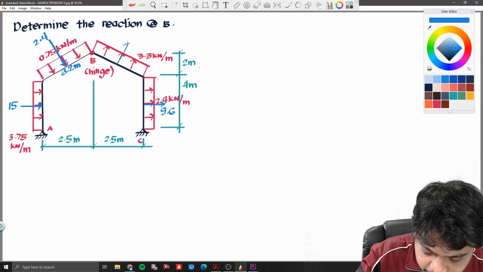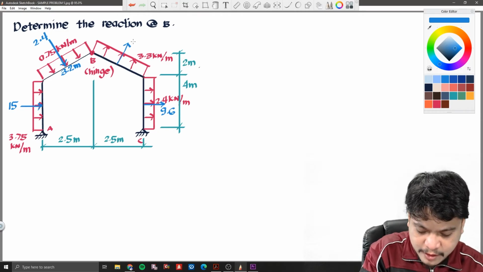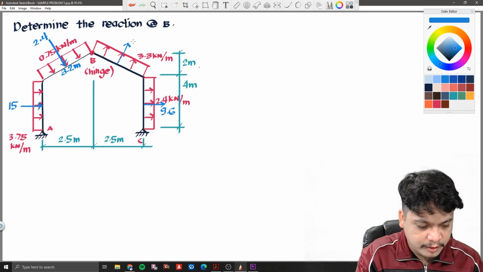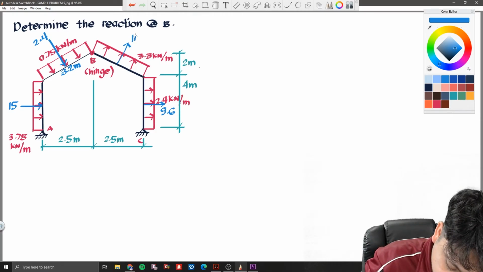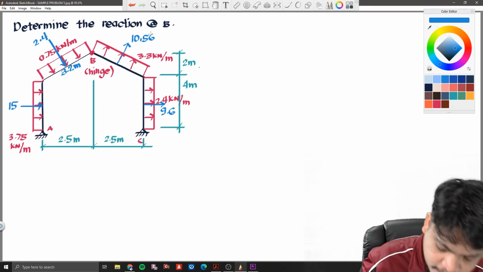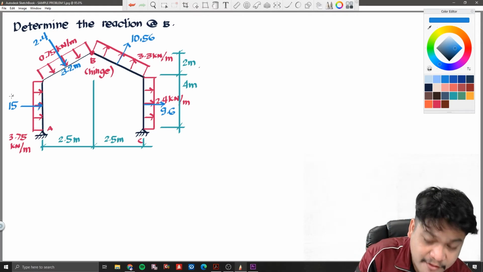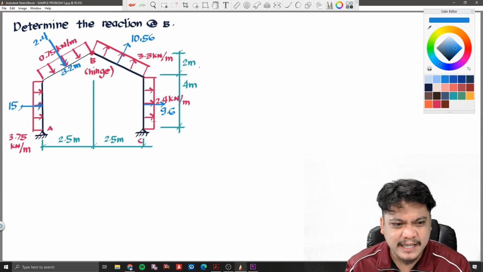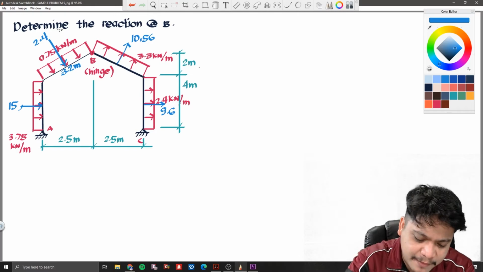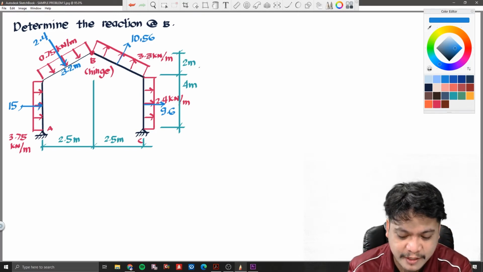And then dito, ganun din, kaya lang palabas naman siya. So, that's 3.3 times 3.2. Okay, so that's around 10.56. Next, itong dalawa, yung 15 at saka yung 9.6, walang problema. Madali siya kasi naka-horizontal lang siya. Ang mahirap na gagawin natin is itong 2.4 tsaka 10.56.